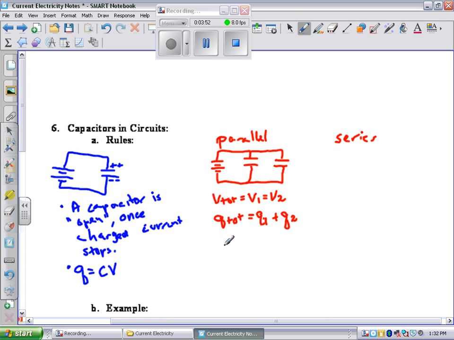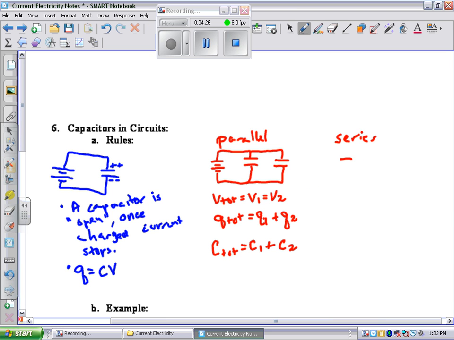And then our last rule is going to be the capacitance rule, and C total is going to equal C1 plus C2. Remember, capacitance is the ability to store charge, and if I have them hooked up like this, I can store charge on both of these. So I'm increasing the amount of charge I can store, I'm increasing the capacitance. So in parallel for resistors, it was the reciprocal rule, but for capacitors, you just add them up.